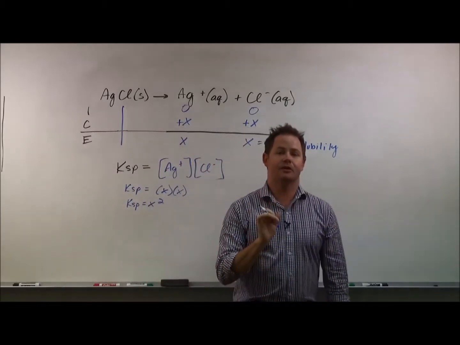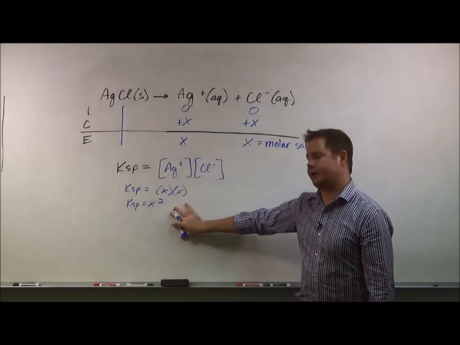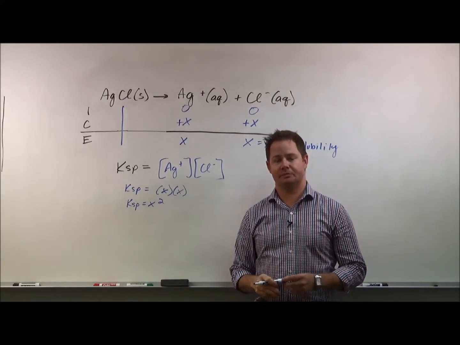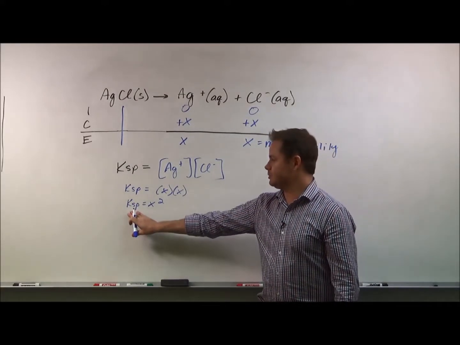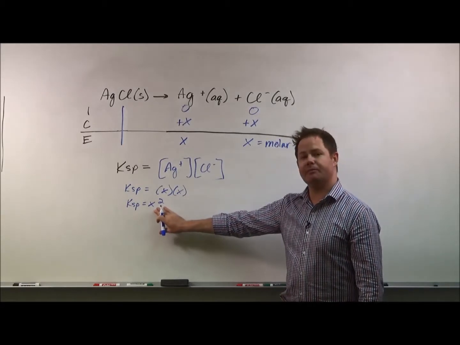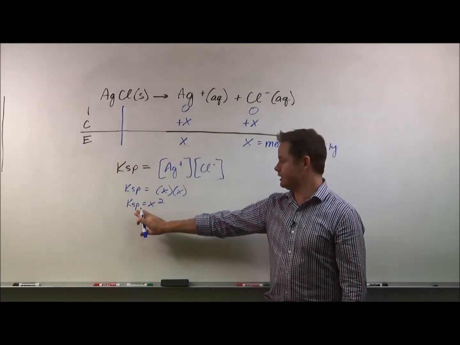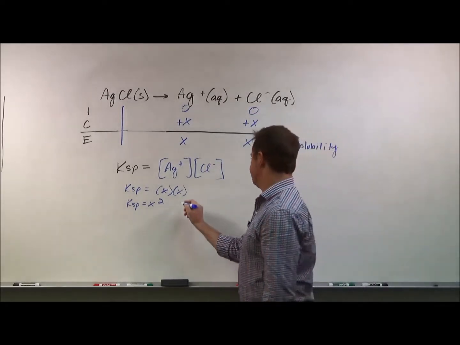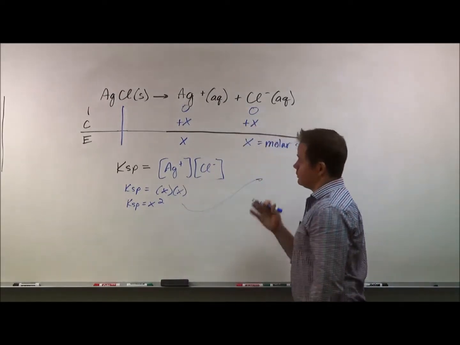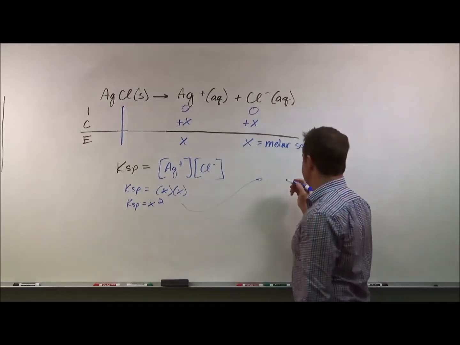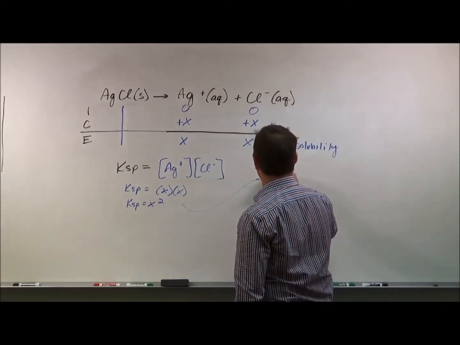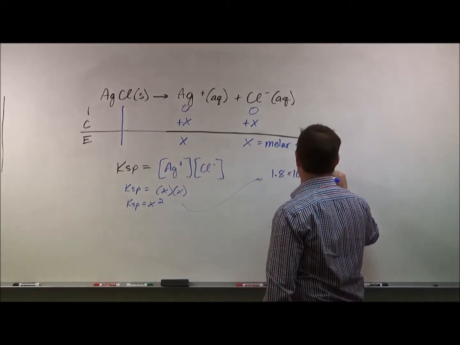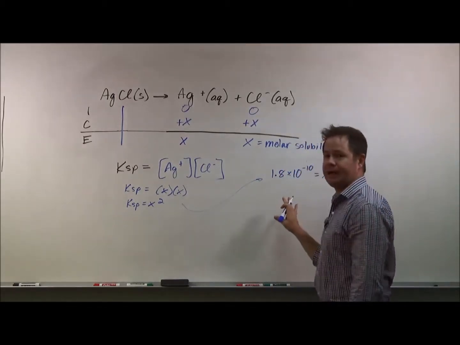Now for the mathematical part of it, this is just the setup. But for the mathematical part, oftentimes when dealing with KSP, you're going to be given a KSP value and asked to find the molar solubility, which means you're given the KSP value and you're asked to solve for X. So here, for this particular substance, silver chloride, AgCl has a KSP of 1.8 times 10 to the negative 10. Now let's do a little math exercise on this.